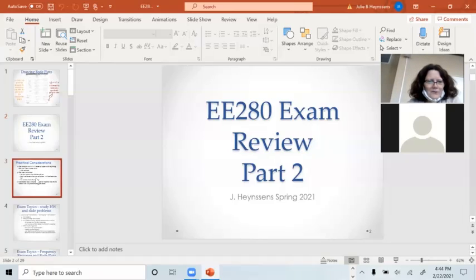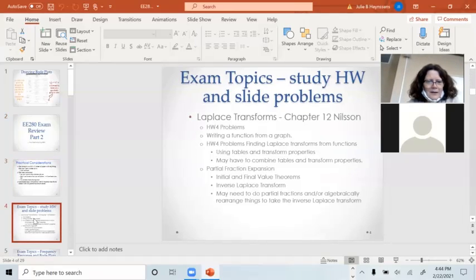Okay, so this is part 2, same thing. The rest of this was Laplace transforms. There is one problem where I give you some functions, and I ask you to find the Laplace transforms. Nothing tricky. I took the tricky one off.